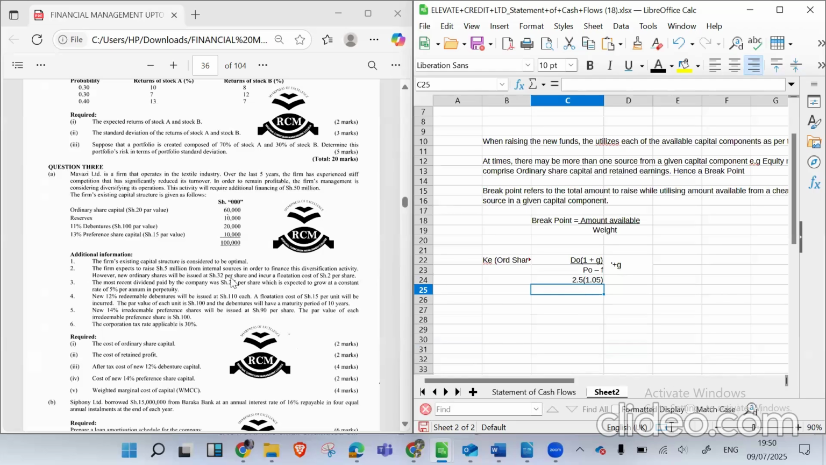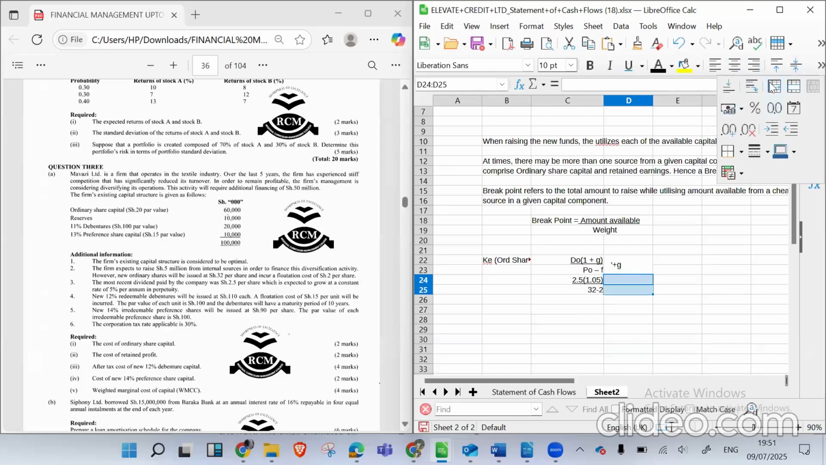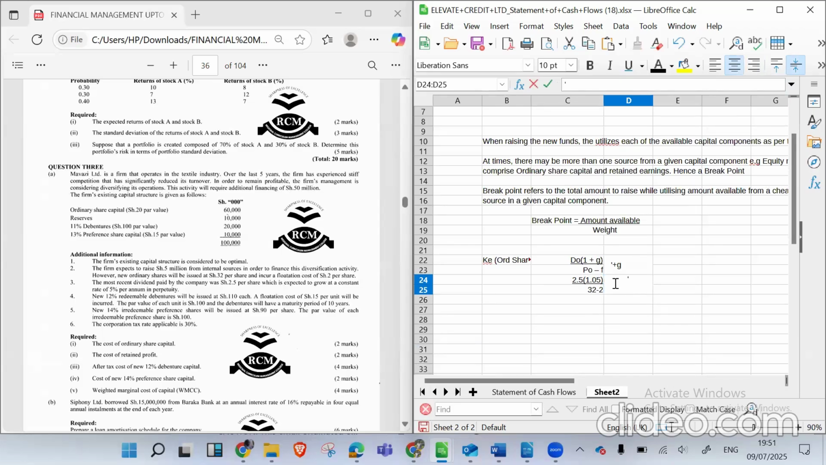The ordinary shares will be issued at 32 with a flotation cost of 2. So 32 minus the flotation cost of 2. Then we shall add our g, so plus 0.05.